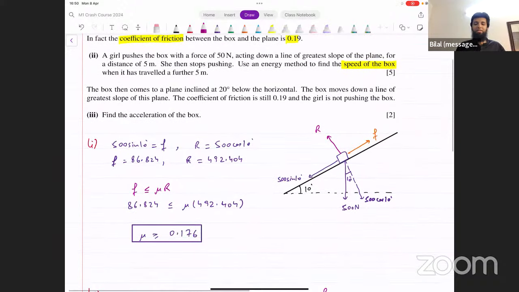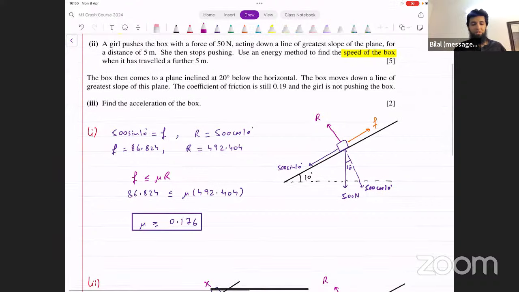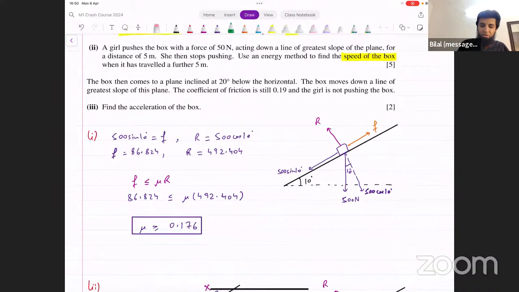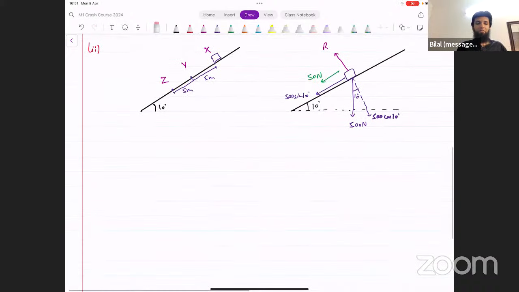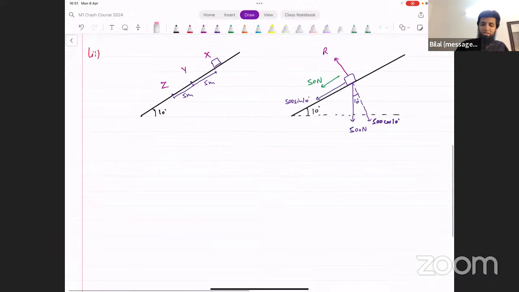Now we need to use an energy method to find the speed of the box. There are only 2 methods that we have discussed in energy: conservation of energy, and the work energy principle. Can we use conservation of energy here? We can't. Conservation of energy is used when there's no external force. In this case, we have a driving force, and we also have resistance, the friction. So we will be using the work energy principle. Now, let's see what information we have for that.